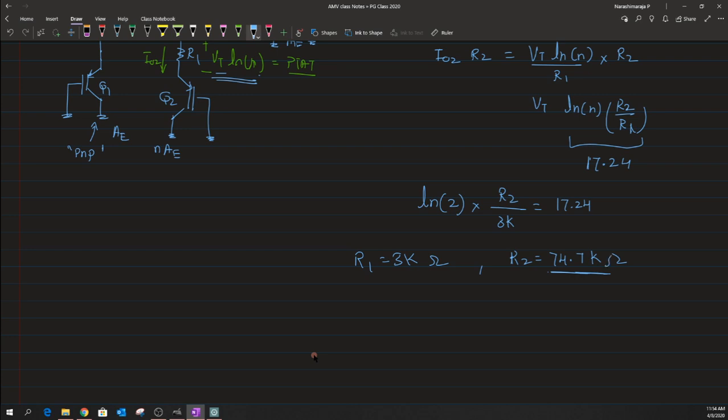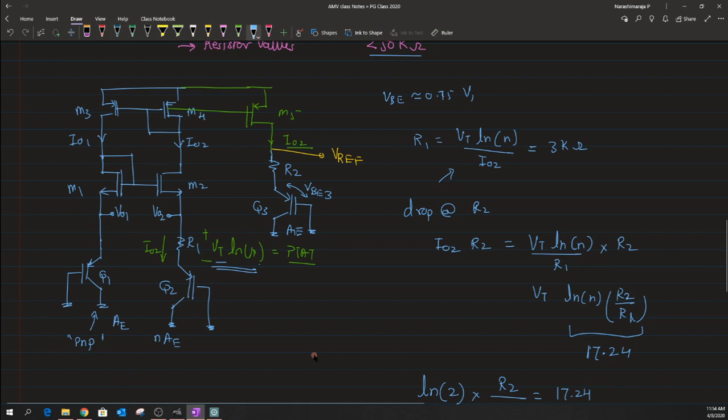Now one way to work out this particular result is by doubling the current. Rather than having the same aspect ratio for M5, I can set the aspect ratio for M5 to be twice the aspect ratio W by L of P. When we do so, the current flowing through this M5 transistor will get doubled. So in such a situation, the drop across this resistance is written as just twice I naught, 2 I naught times R2, and that is the voltage drop that we have.